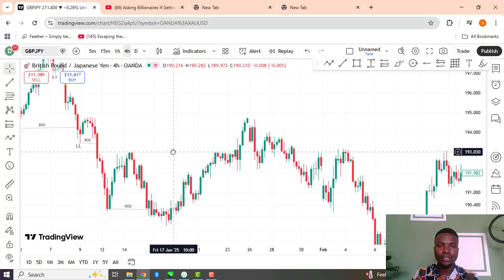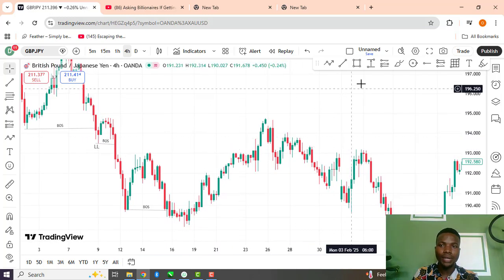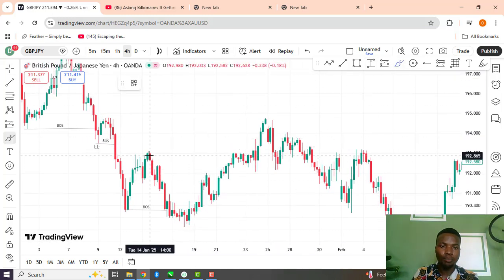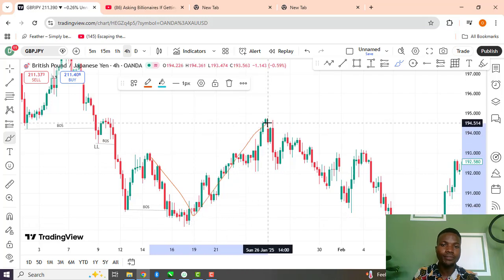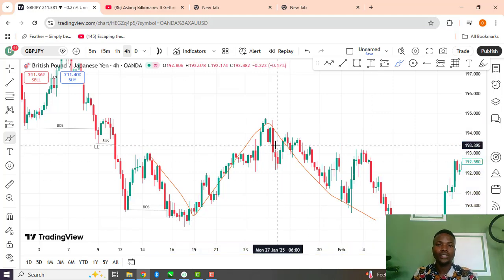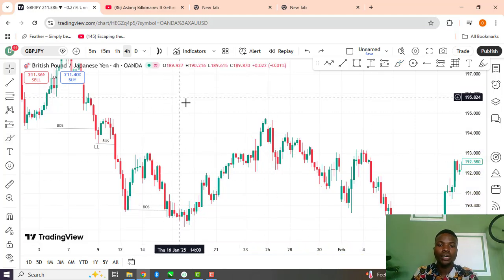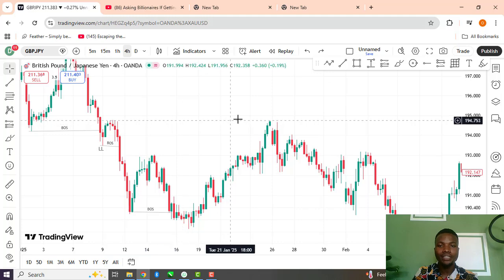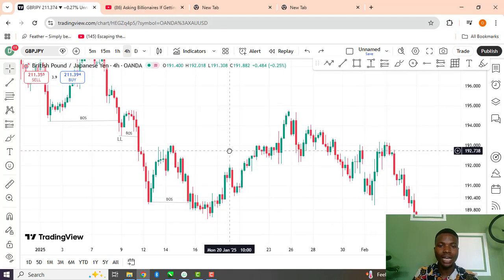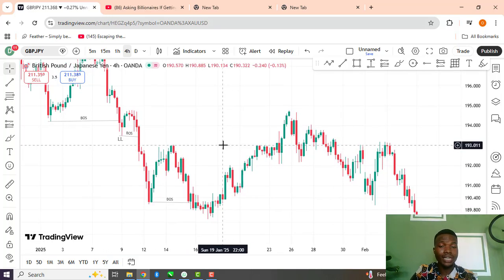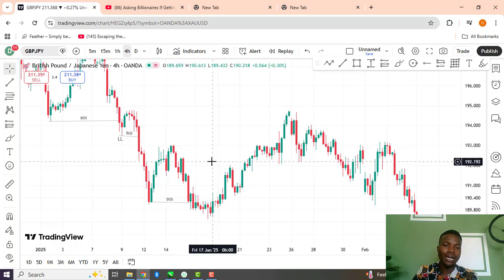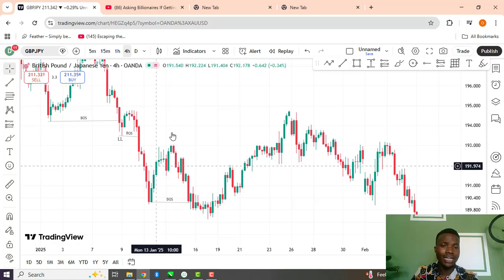So after this break of structure, you can see that price actually moved to the downside and reversed up aggressively before it continued this selling momentum. But I will not explain what actually happened here right now because I want you to understand how to mark out your break of structure to the downside.